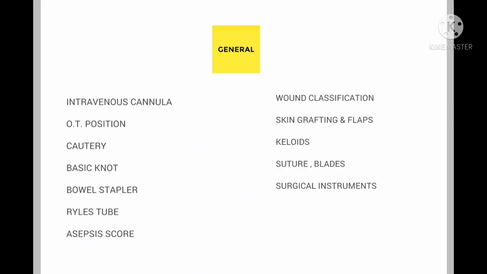After that there is general. In general, intravenous cannula: they can give you the image of the IV cannula and ask you what gauge it is. Then they can give you an OT position image, and you have to diagnose whether it is reverse Trendelenburg or Trendelenburg. Then the knot diagrams, stapler diagrams, cautery diagrams, where you have to diagnose whether it is monophasic or biphasic. You have to do the Ryle's tube, they can ask you the position. So you have to cover these types of topics.